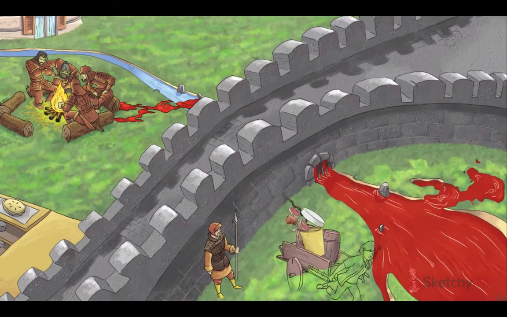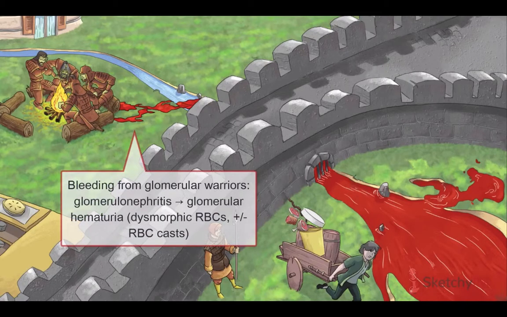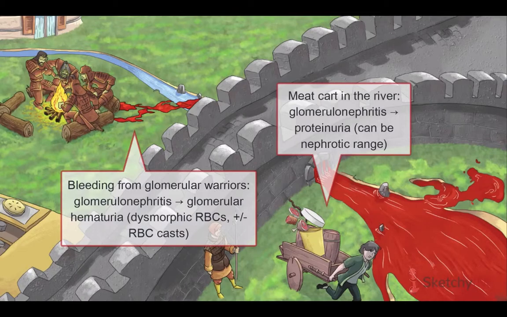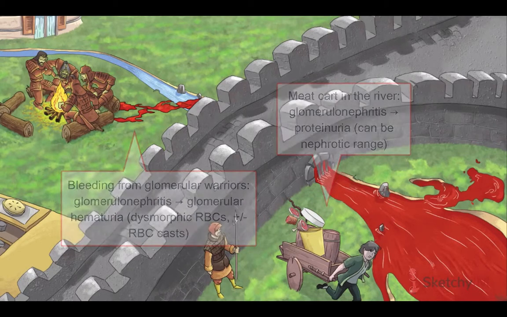This results in glomerular bleeding, as evidenced by the blood leaking across the Great Wall, as well as variable amounts of proteinuria, embodied by that dude down there escaping with his meat cart before the next raid begins.